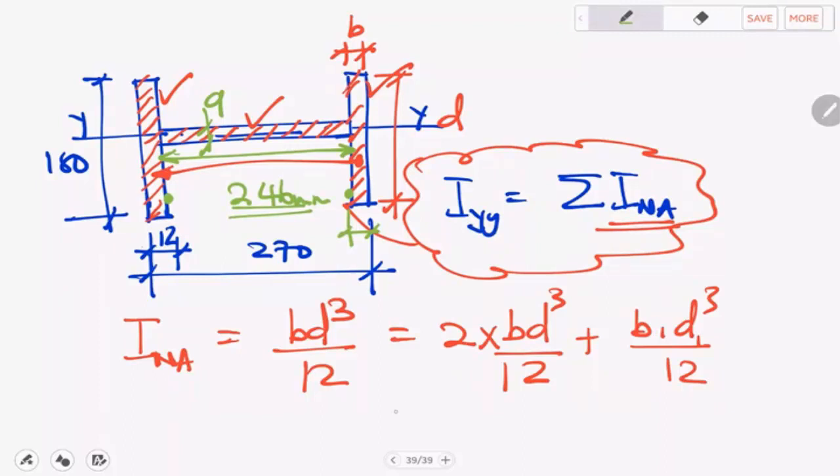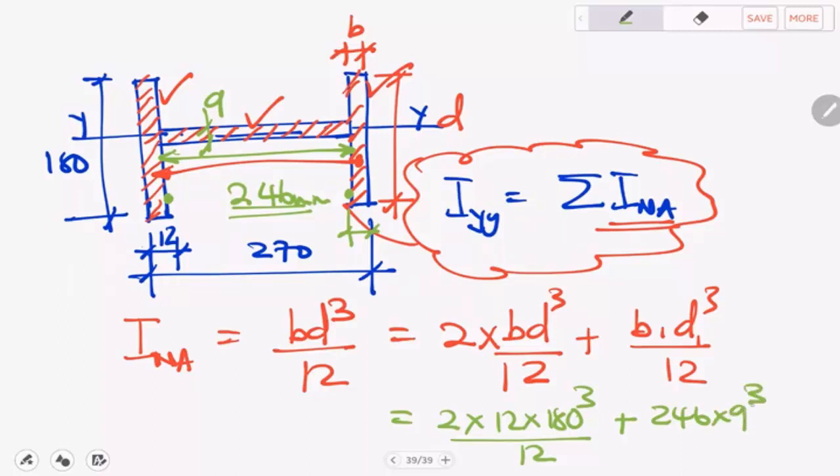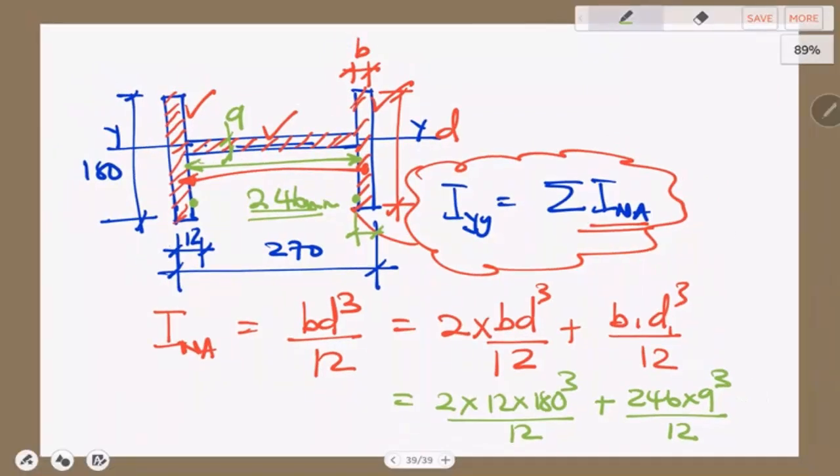So substituting values, this is going to be equal to 2 times B, and the value of B is 12, multiplied by D cubed, which is 180 cubed, divided by 12, plus 246 multiplied by D cubed, which is 9 to the power 3, divided by 12. What answer do we get from that calculation?